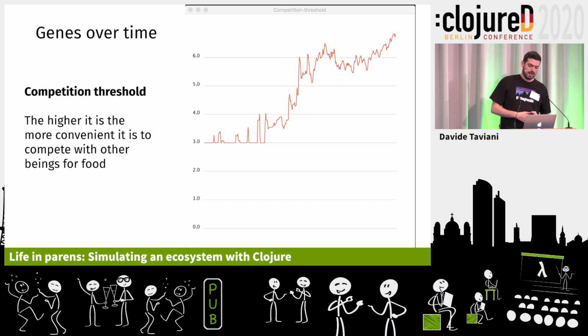So it turns out that this gene is increasing, which means it's actually good for these preys to fight for food with others. So they will say, even if there are other six preys around it, I don't care, I'm just gonna go for it. And apparently, it's convenient to do so rather than to give up, because if you give up, you still have to look for other food somewhere else.